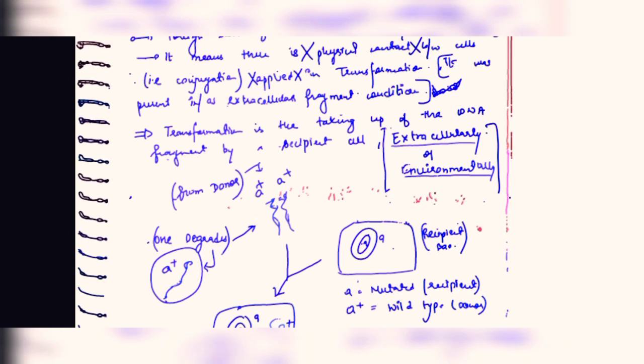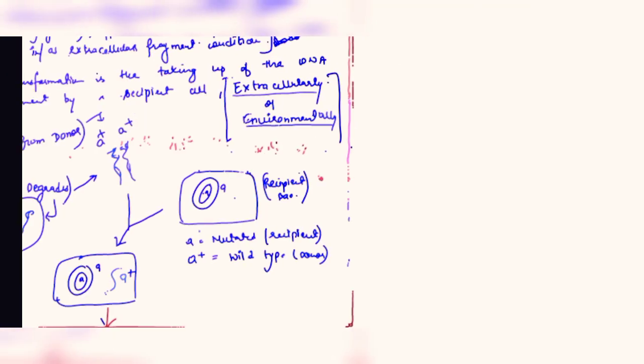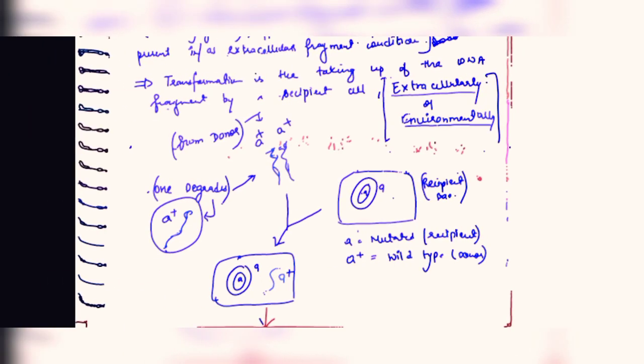Suppose this is the fragmented DNA from the donor. Obviously, the fragmented DNA is in double stranded form. But when we purify and extract it, it is not in double stranded form. After that, it comes in single strand.